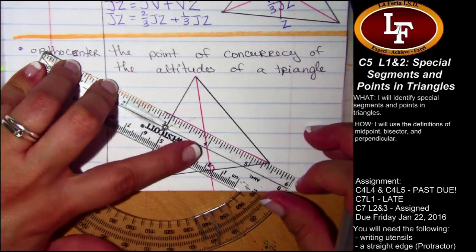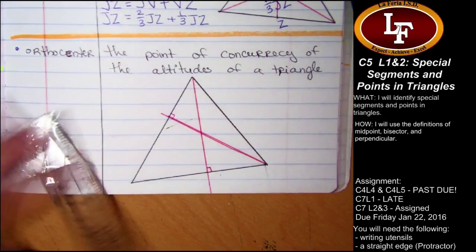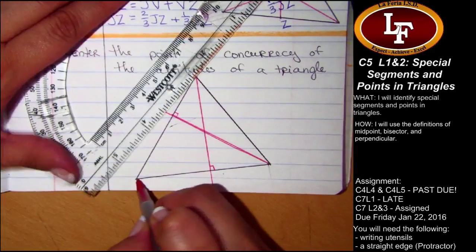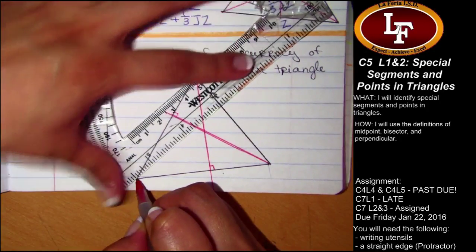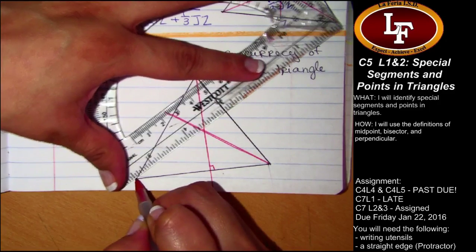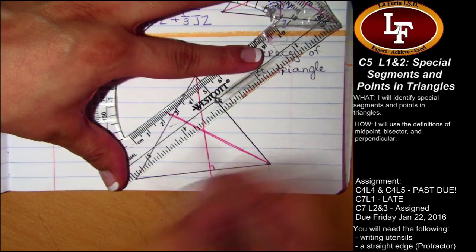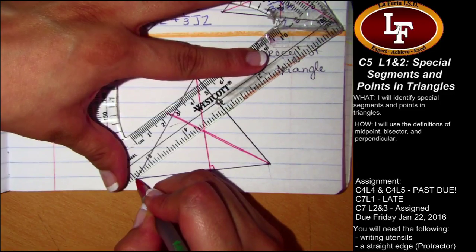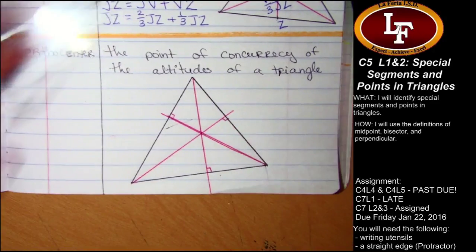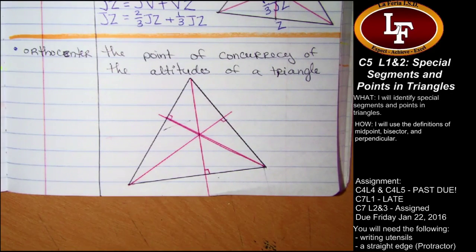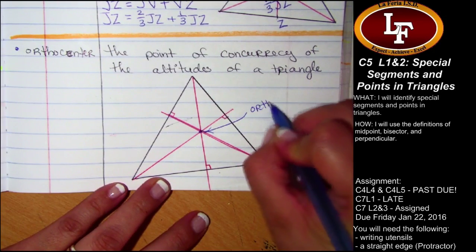Oh, my protractor moved. Got it. You got it? Perfect. Right on? Yeah. Nice. High five. Ready? Oh, mine's gonna miss. Okay, I'm gonna make mine hit just because I really want it to. This point right here, that is the orthocenter.